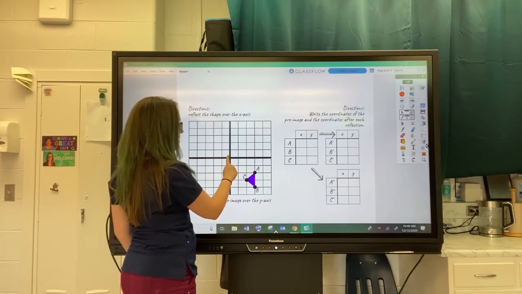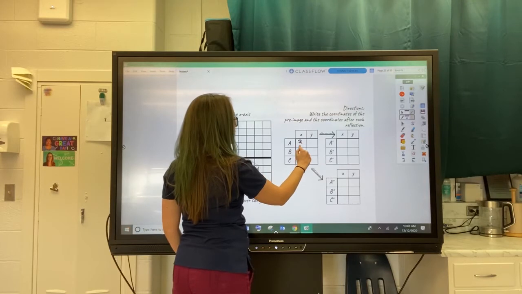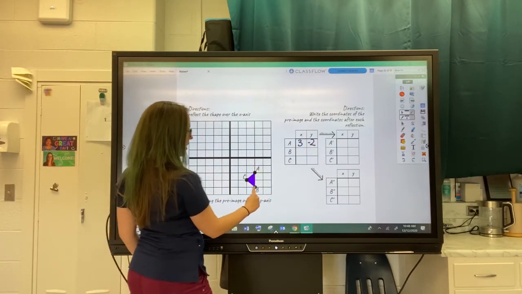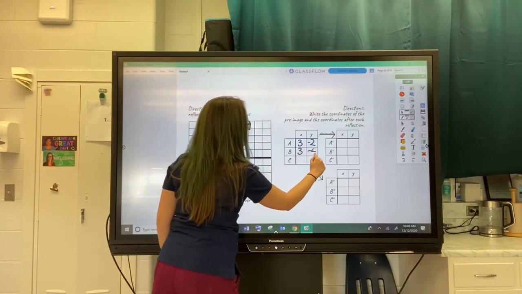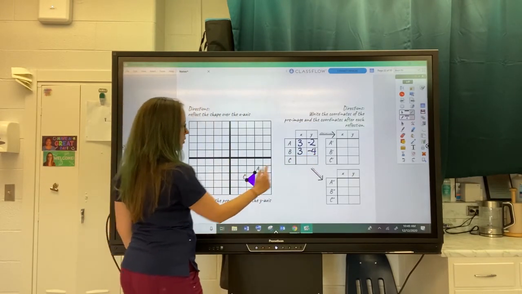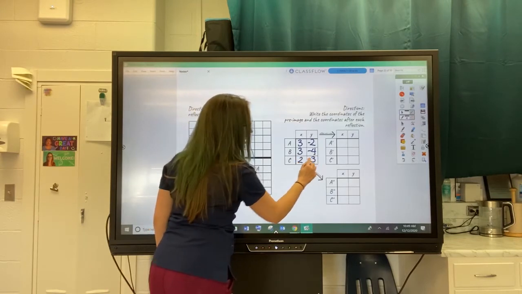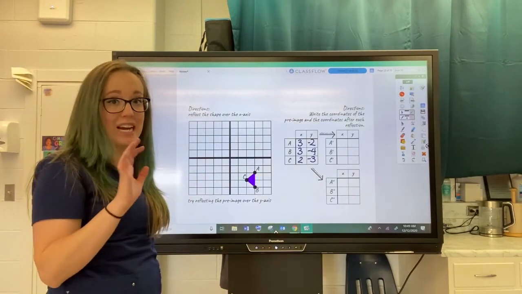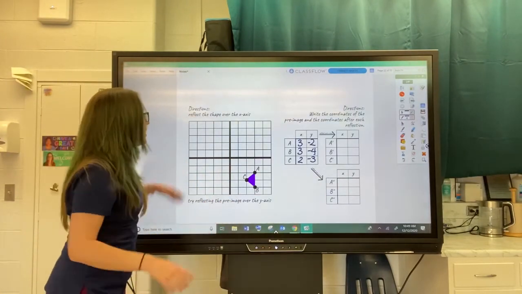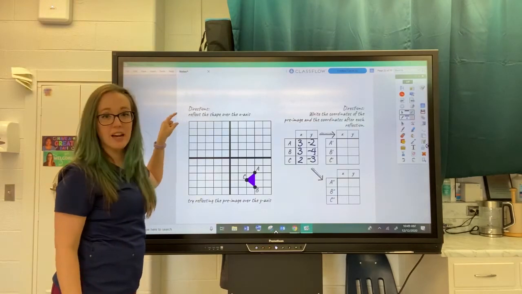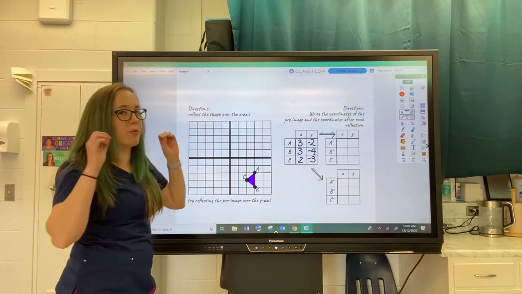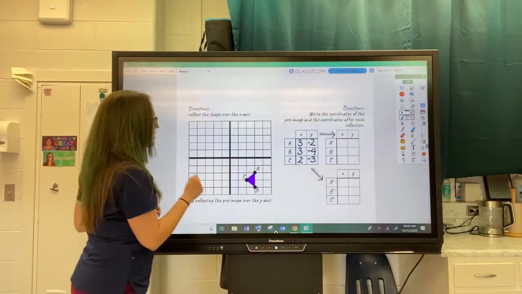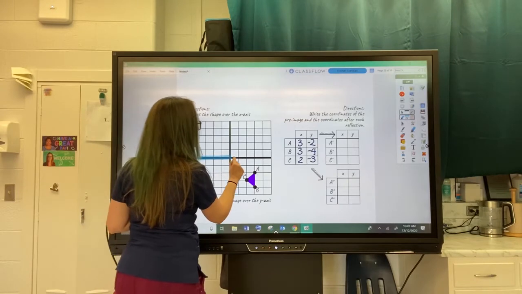So A is at +3, -2. B is at +3, -4. And C is at +2, -3. All right, there's my coordinates of my pre-image. It's the shape before I did anything. Then I'm going to reflect over the x-axis. And the best way to remember what you're doing is to highlight or trace the axis that you are reflecting over. So even if you just have a pencil, that's fine.